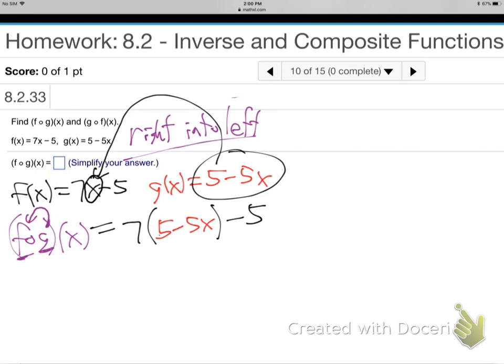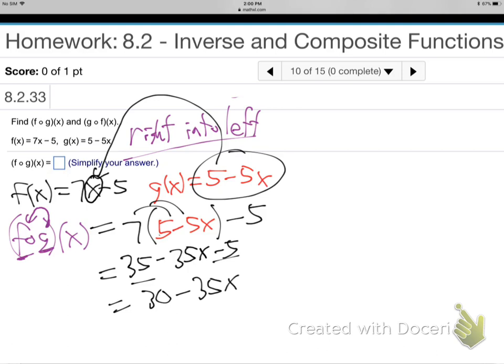And then you just work it out. So distribute. 35 minus 35x minus 5. 35 minus 5 is 30. There we go. 30 minus 35x. We good with that? Everybody see what happened there? I just put g into f.